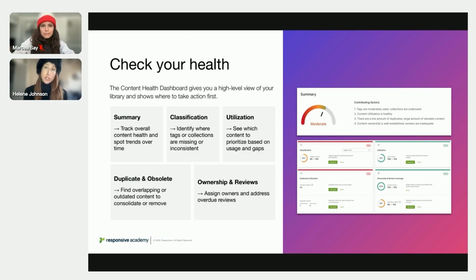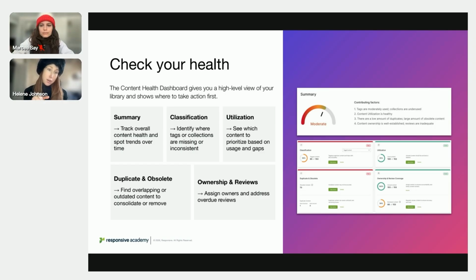Finally, there's the ownership and review section. This is where you can see where owners are missing or where reviews are overdue. It gives you an idea of whether the ownership and review process you currently have set up is working, and whether there are bottlenecks on your team. So really the point here is that you don't need to fix everything at once. This dashboard is going to help you see where your library stands today and decide what makes sense to tackle first.